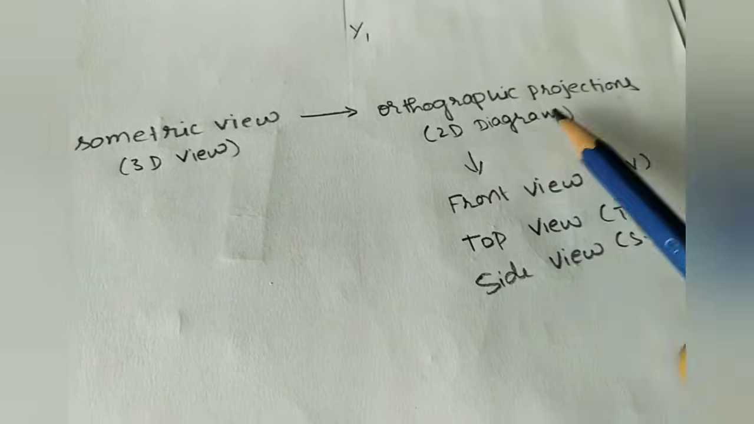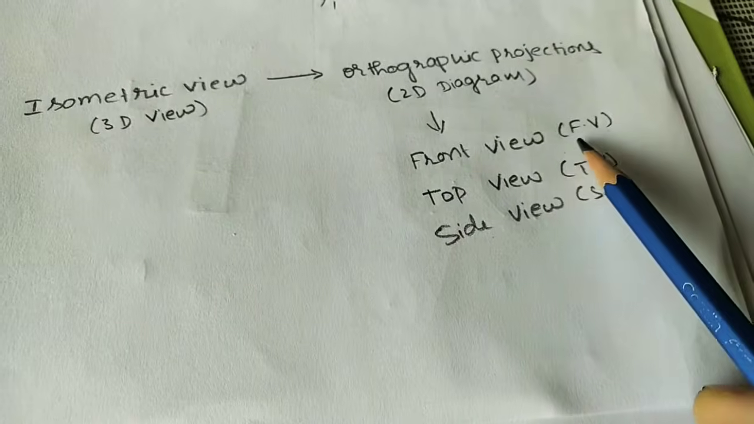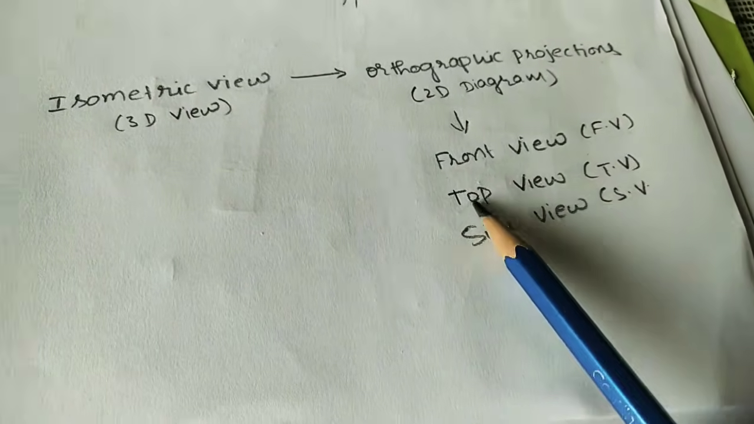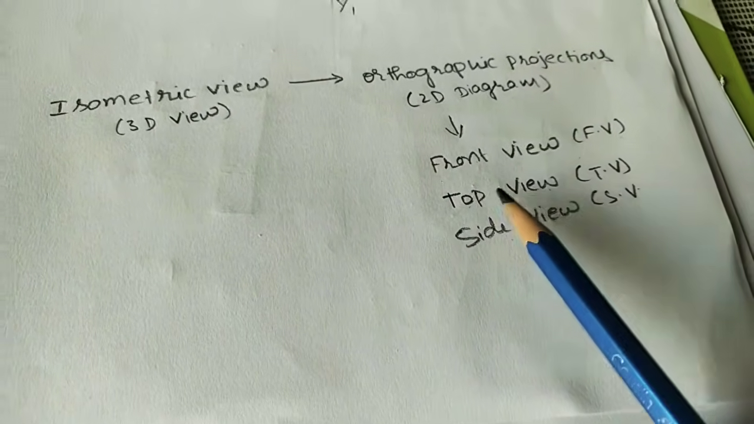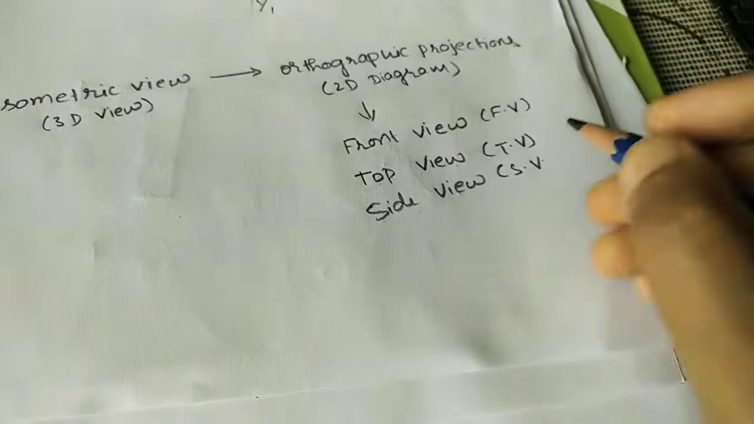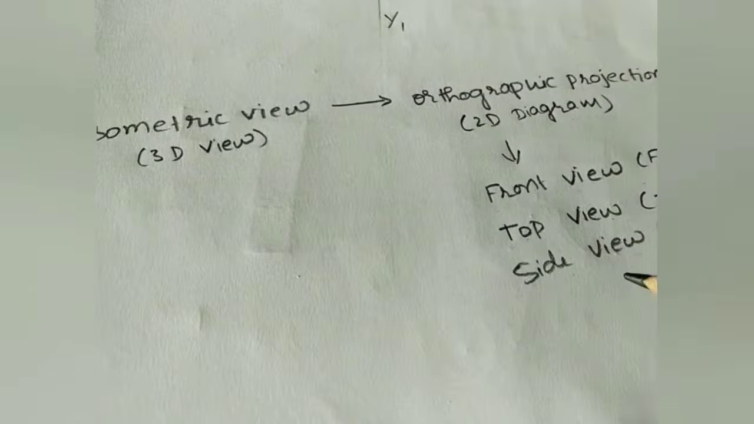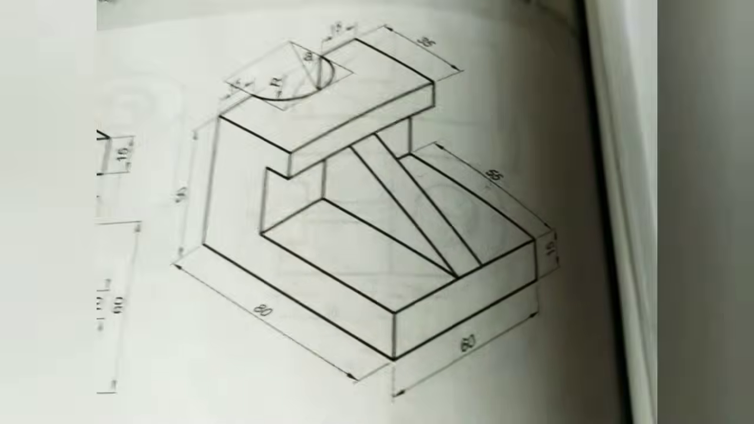In orthographic projections, we have three types of views. Front view of the object, FV, we write F and V. Top view of the object, shortcut form TV. Side view of the object, SV. So these three views we are doing in orthographic projections. For doing these three views, let us check the given diagram dimensions.